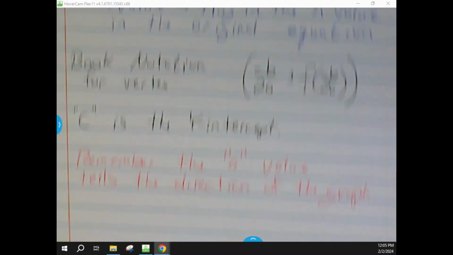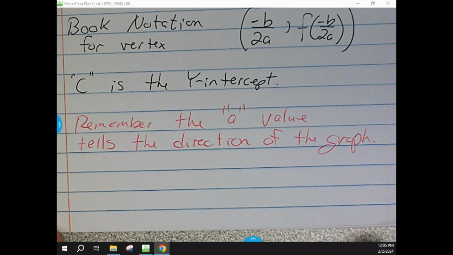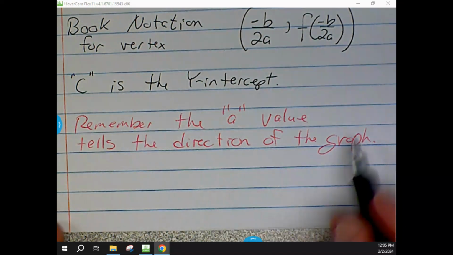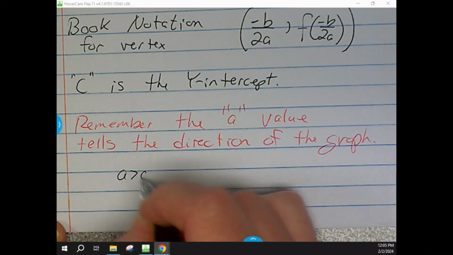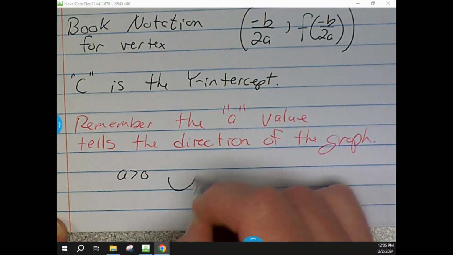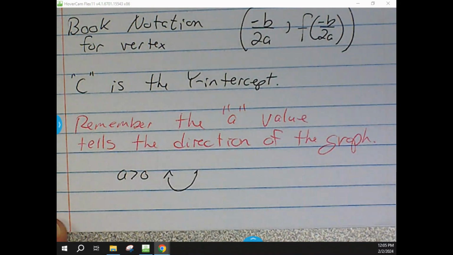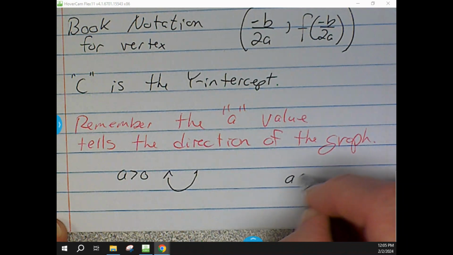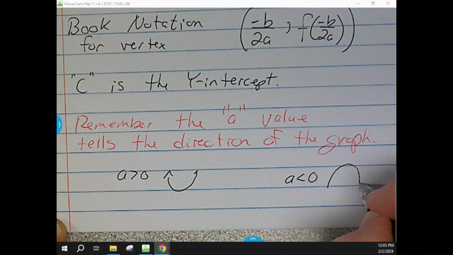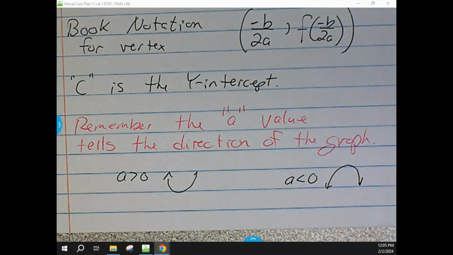Just like we did with all the other stuff that was there, the A value told you what it was going to do. So again, if the A is positive, the graph is going to look something like that. And if your A value is negative, it's going to look something like that. So that part doesn't change. That part's still going to be the exact same thing.